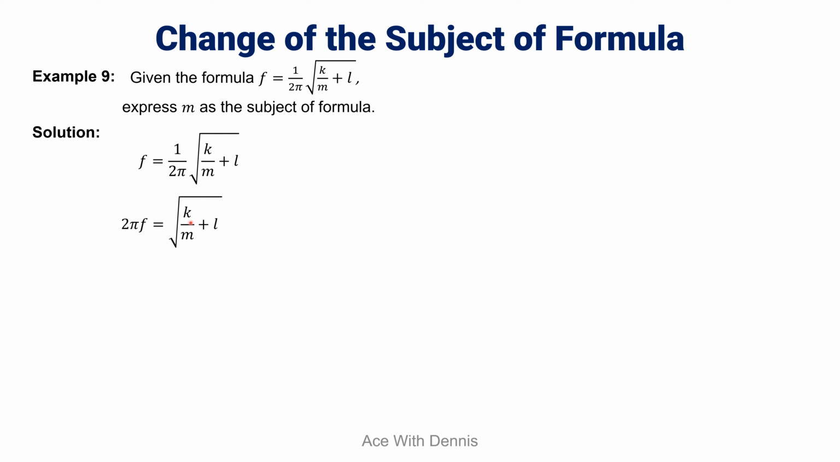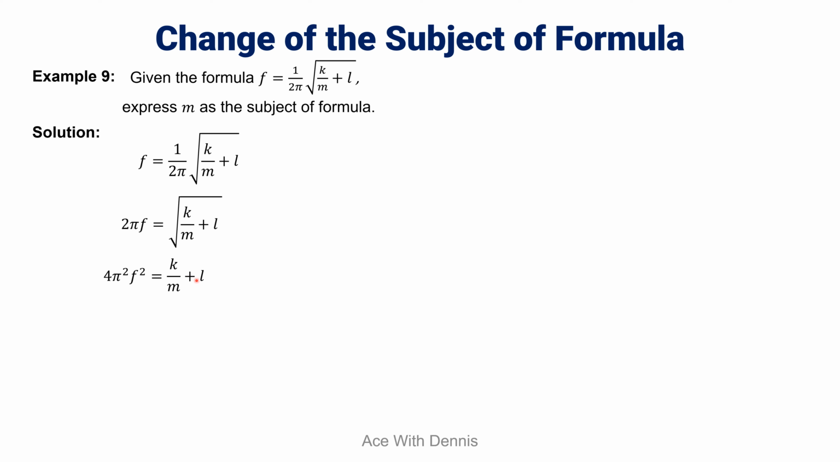Then as I can see, I have a square root here. To remove the square root, I have to square both sides. Then this square root will be removed. When I square both sides, all these three terms here, 2, π and f, I have to square. I will get 4π²f². And the right side is only left with k over m plus l. The m is still here, so we have plus l.